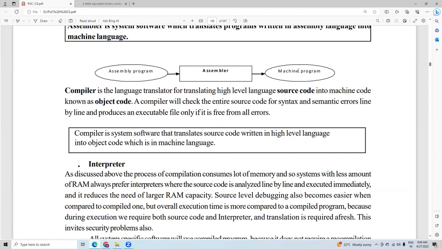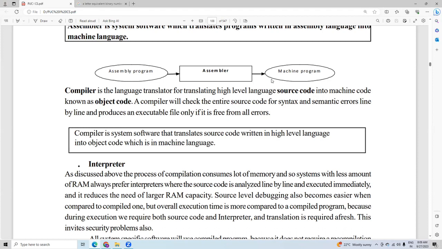So compiler is the translator used in high level programming languages, HLL, where the source code is converted into machine code, which is called object code. The compiler checks the source code for syntax and semantic errors. If everything is right, line by line, then it will produce the executable file only if it is free from all errors. So what is the definition of compiler?